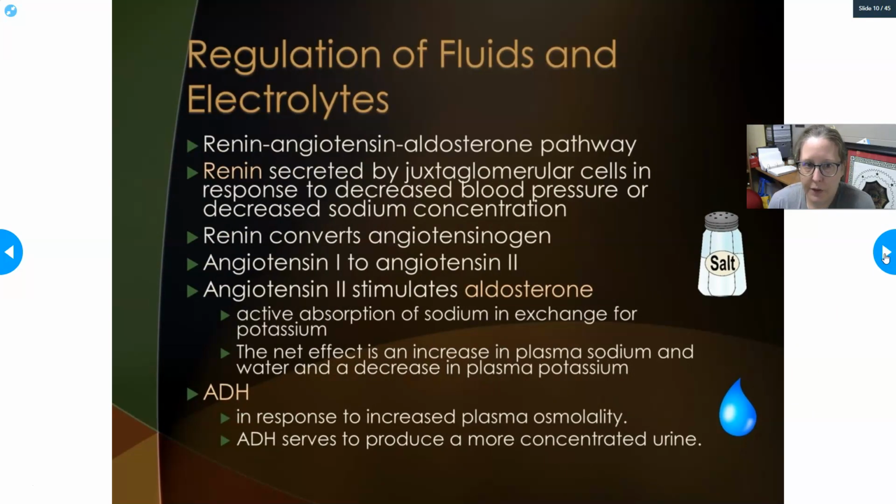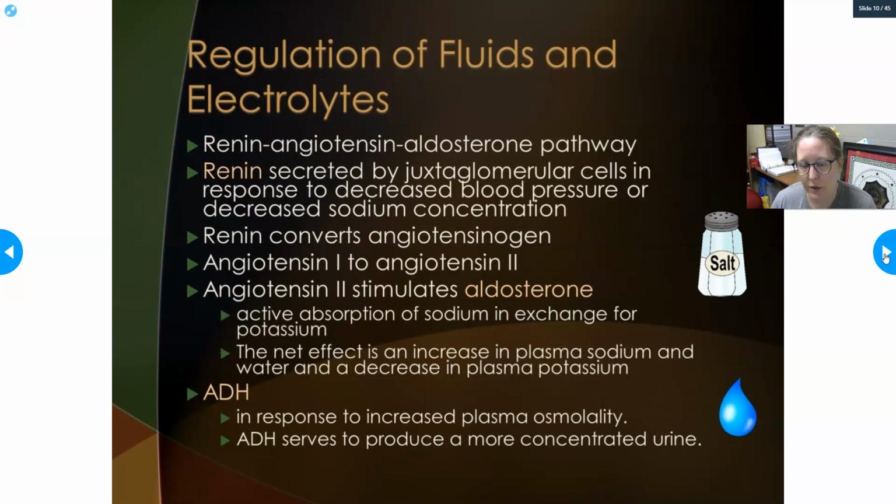So in the kidney functions, regulation of fluids and electrolytes. This is mainly under the renin, angiotensin, aldosterone pathways. So renin is secreted by the juxtaglomerular cells in response to decreased blood pressure that's being sensed or a decreased sodium concentration in the blood. And so either one of those can cause renin to be released. Then renin floats in the blood and it converts angiotensinogen, which is a precursor to angiotensin that's floating around inactive, to angiotensin 1. And then angiotensin 1 is going to be converted to angiotensin 2.